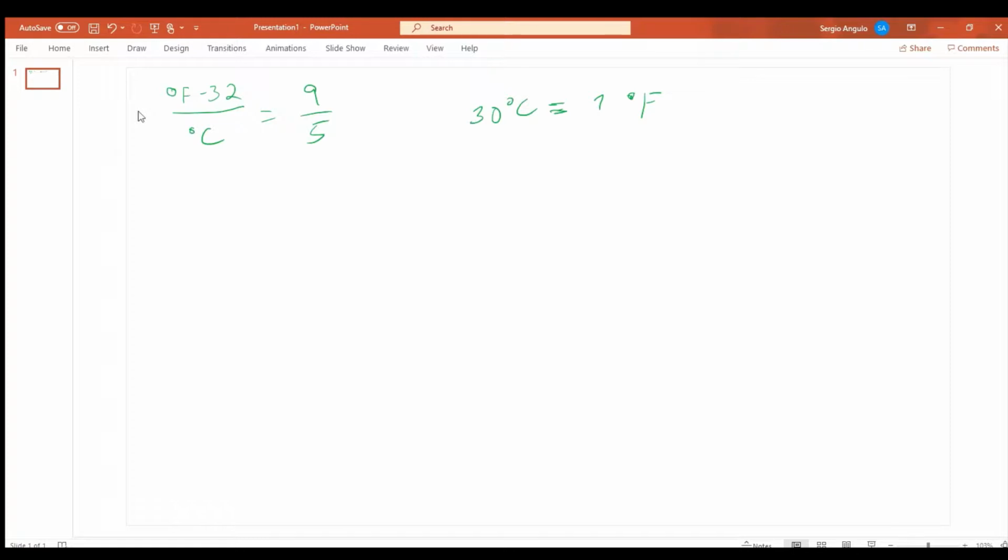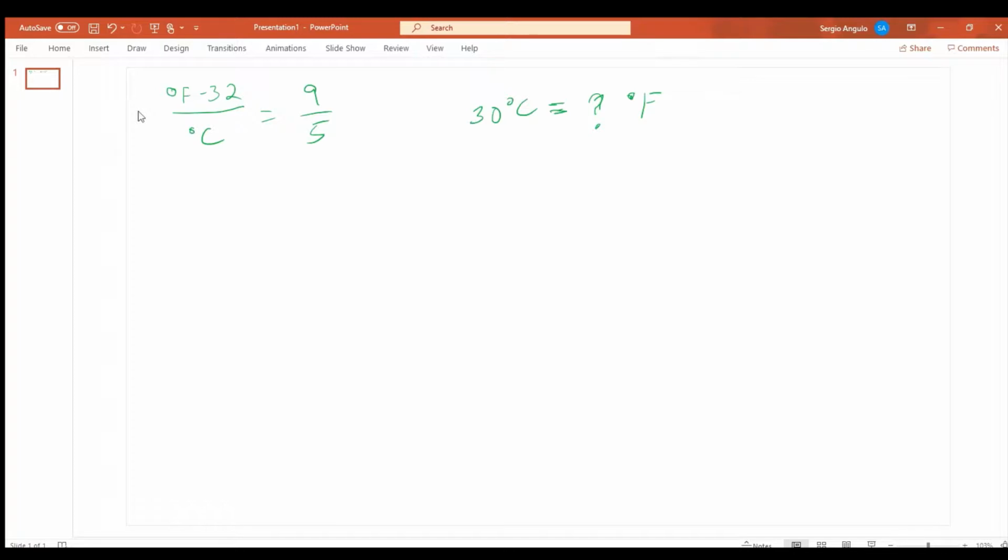It's kind of hard for us to understand degrees Celsius. But if we can convert it to degrees Fahrenheit, maybe we can get a better sense of how hot or how cold it is. So what we have to do is find degrees Fahrenheit. We're going to plug this 30 degrees Celsius into the equation and then solve for the degrees Fahrenheit.